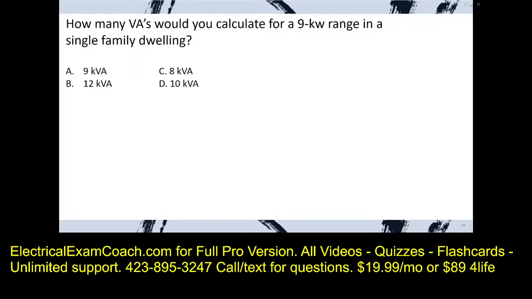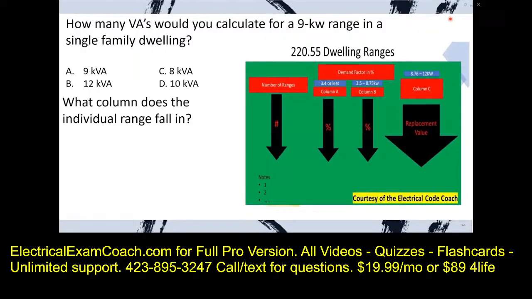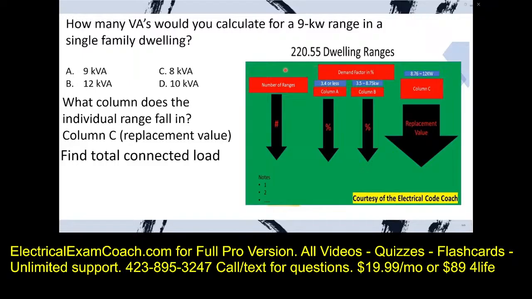How many VAs would you calculate for a 9 kW range in a single family dwelling? The first question we're going to ask is, what column does our individual range fall in? Well, ours is a 9 kW, so it's going to fall into column C because it's greater than 8.76, but not over 12. And column C is a replacement value. Now let's find our total connected load. On the left-hand side, we're going to find our number of ranges. In this case, it's 1.